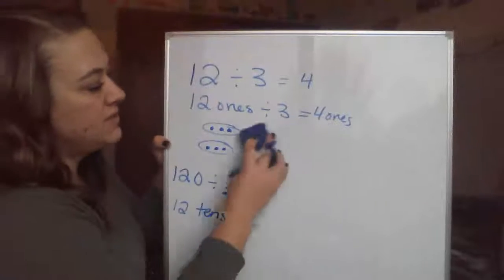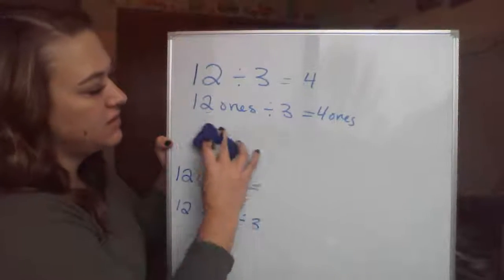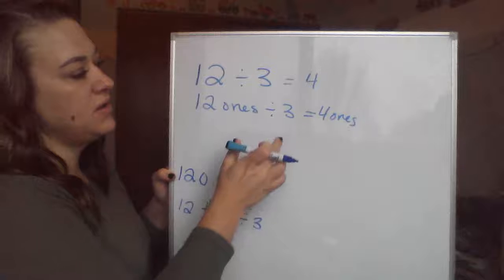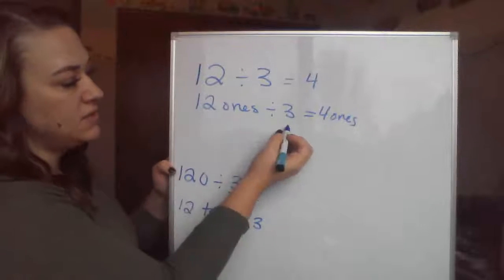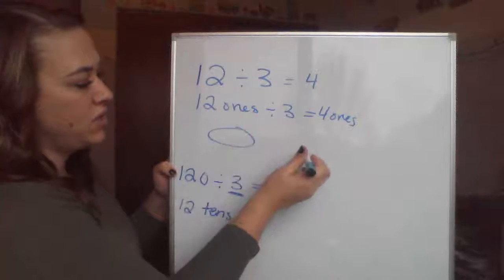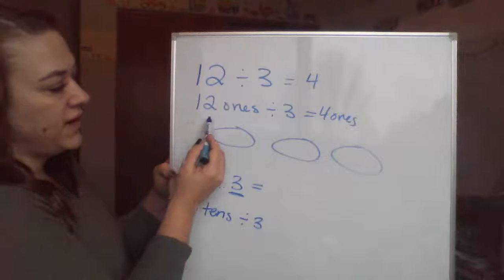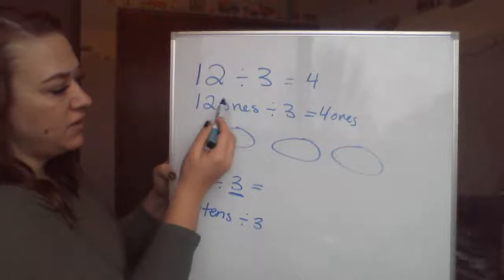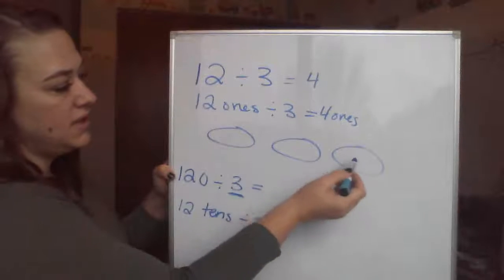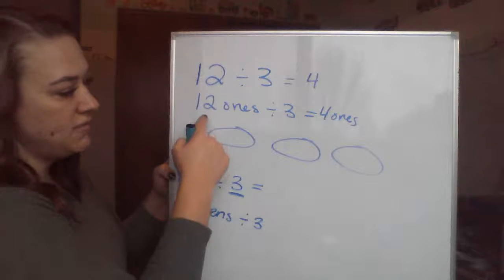Okay, guys, I caught my mistake. I was doing that incorrectly. Sorry. Okay, so I'm going to re-show you this one. So I'm going to break my 12 ones into 3 groups. So here's 1, 2, 3. And I'm going to divide this count up to 12, breaking them into groups of 3.